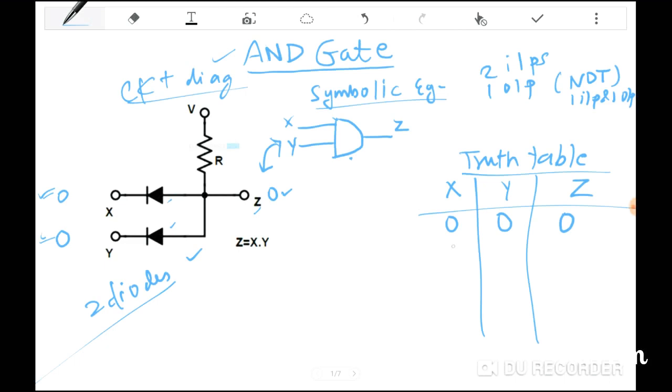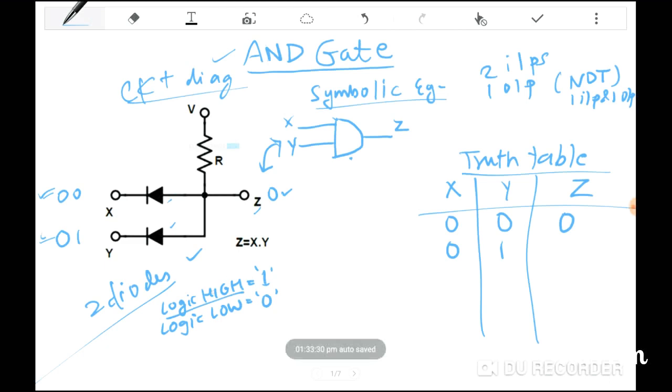The next case will be 0, 1. When one input is 0 and one input is 1, or we can say that when one of the inputs of the AND gate is connected to logic high. Now again I'll be revising what logic high is. Logic high represents the binary number 1 and logic low represents the binary number 0. So whenever I speak the term logic high, it is 1, and whenever I speak the term logic low, it is the binary number 0.